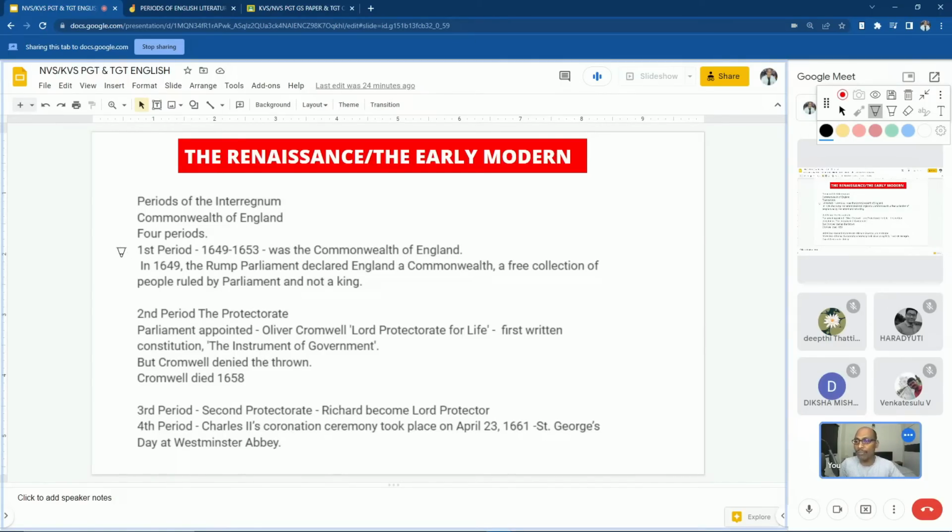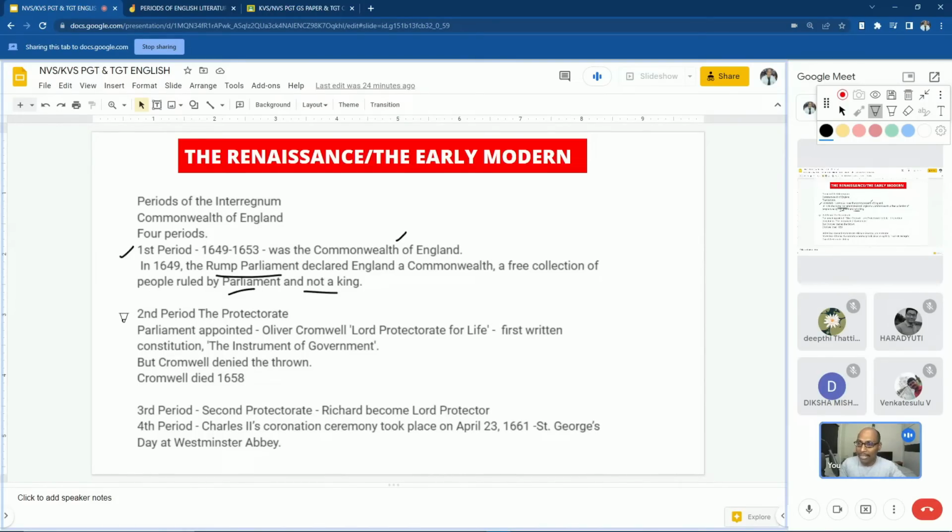The first period is from 1649 to 1653, the Commonwealth of England. In 1649, the Rump Parliament, just remember this word, the Rump Parliament declared England a Commonwealth, a free collection of people ruled by Parliament and not a king. That was the first time the country was ruled by people elected by the people in England, and there was no official king. In the beginning, they were very happy because they were out of monarchy and they could rule by themselves. That was very good on paper, or ideologically, but something went wrong in that age.